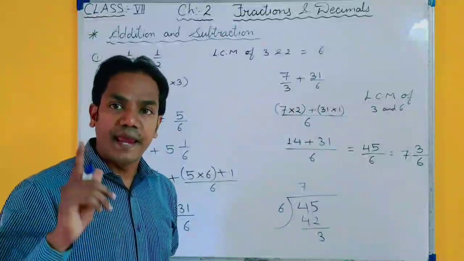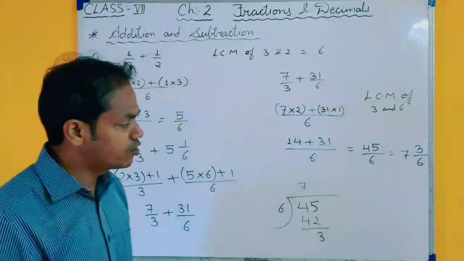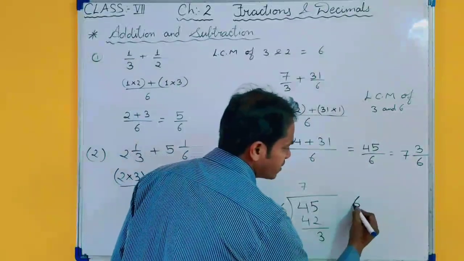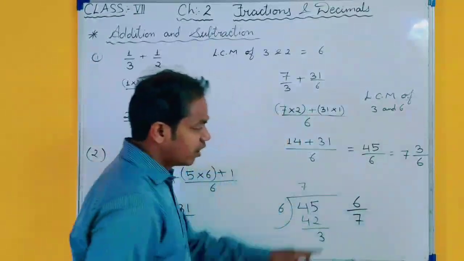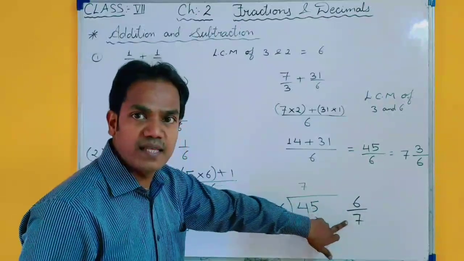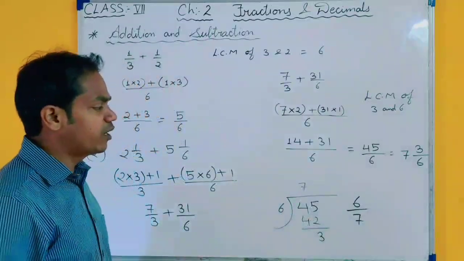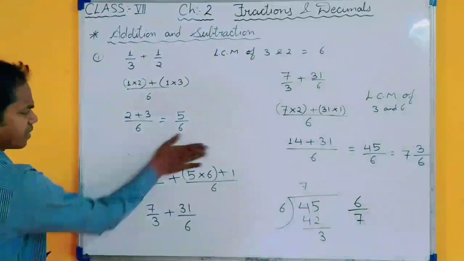Remember, only improper fraction can be changed into mixed fraction. You cannot change your proper fraction. Suppose I have written 6 upon 7. Your numerator is smaller than denominator, so this is proper fraction, and this number cannot be changed into mixed fraction. Okay. Now I will explain you one question of subtraction.